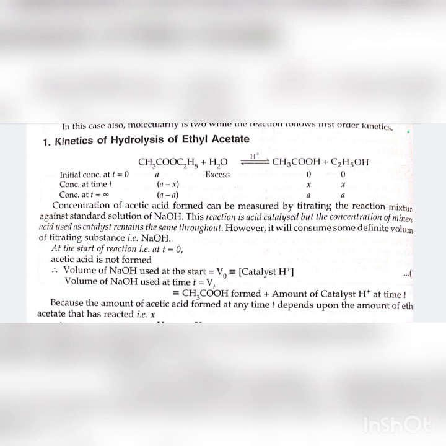The concentration of acetic acid formed can be measured by titrating the reaction mixture against a standard solution of NaOH. This reaction is acid catalyzed, but the concentration of mineral acid used as catalyst remains the same throughout. However, it will consume some definite volume of the titrating substance, that is NaOH, at the start of the reaction, that is at t equals 0, when acetic acid is not formed. The volume of NaOH used at the start is V0. The volume of NaOH used at time t is Vt.